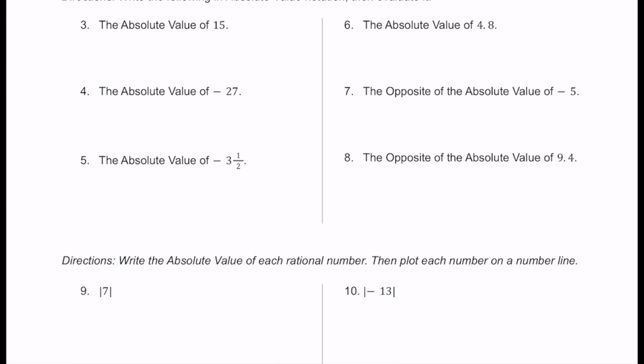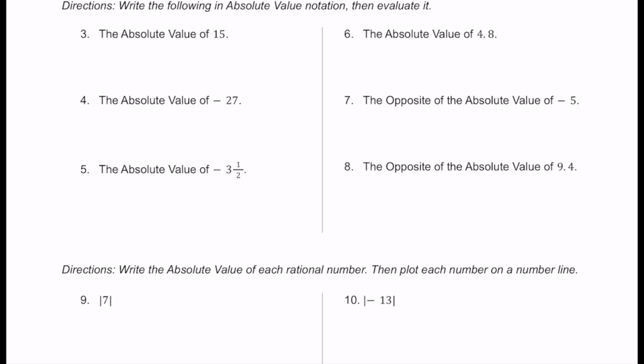Here's number 3. For number 3, we're going to go ahead and write these in absolute value notation and then evaluate it. So we have the absolute value of 15. Now to go ahead and write that, we just write these bars around the 15. We read that as the absolute value of 15, or how far is 15 from 0, and that's going to be 15 units, so we can just write 15.